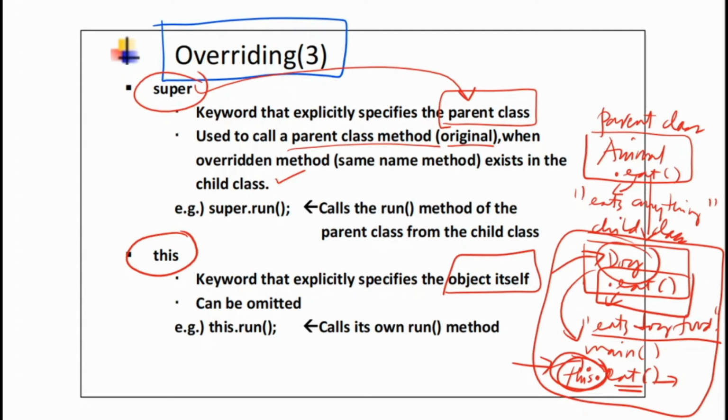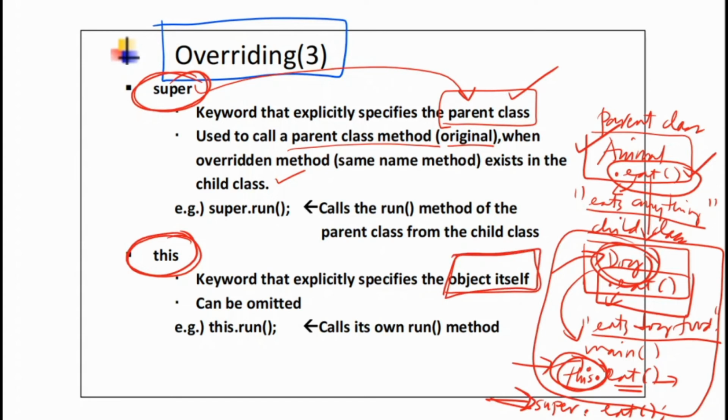But when we want to run the eat method of the parent class, which is this implementation, then we use the keyword super. We say super.eat. Now we are referring to the eat method of the superclass of Dog, which is Animal. So the output here would be "it's anything". Once again, the super keyword refers to the parent class's original method, while the this keyword refers to the method of the object, not the original from the parent class.